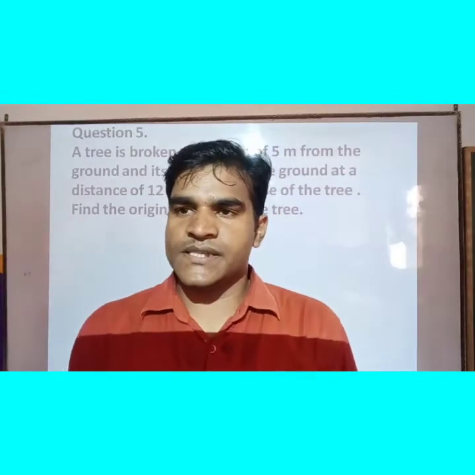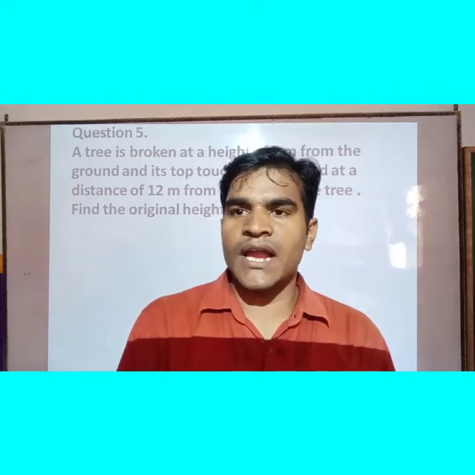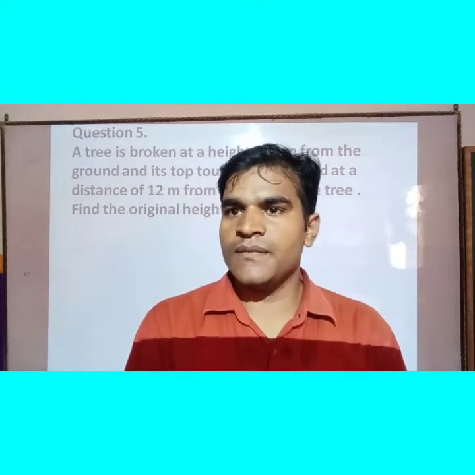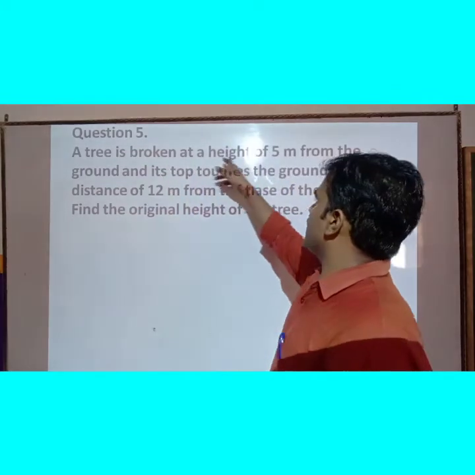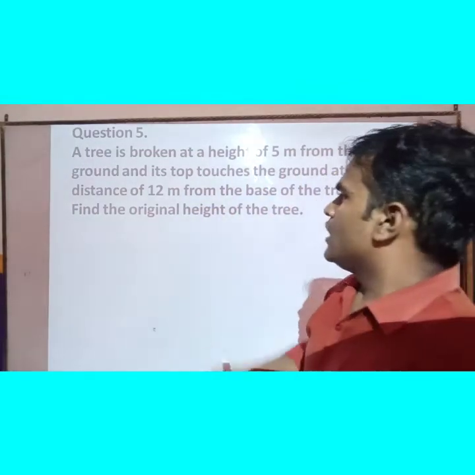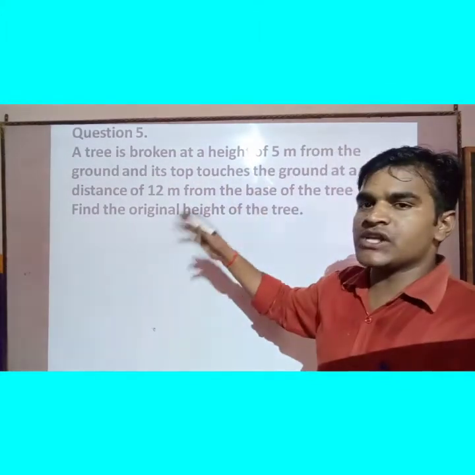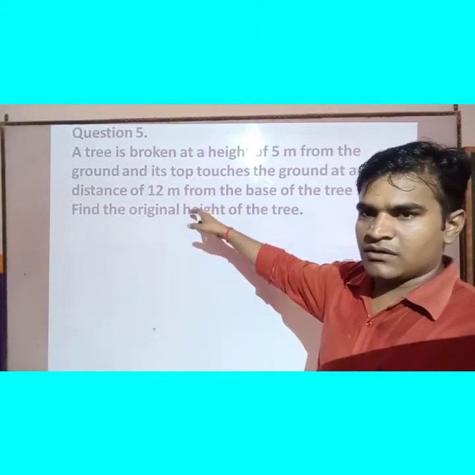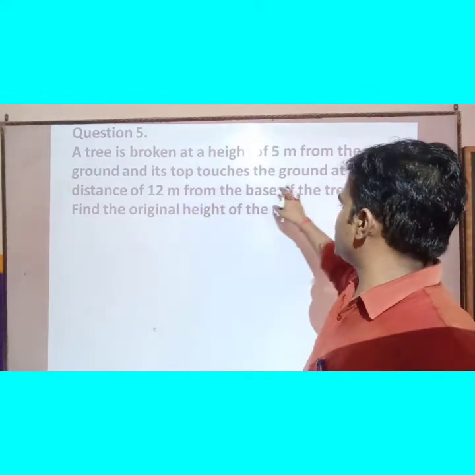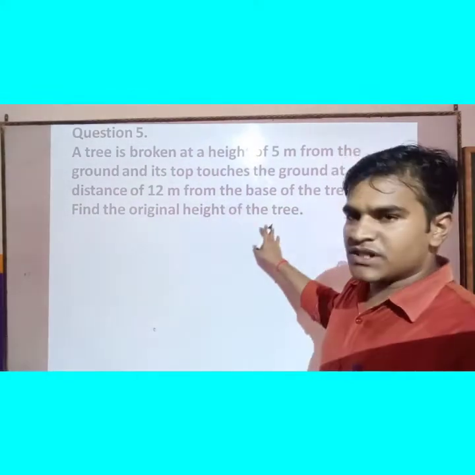So students, in this question it is given that a tree is broken at a height of 5 meters from the ground, and its top touches the ground at a distance of 12 meters from the base of the tree. Find the original height of the tree.